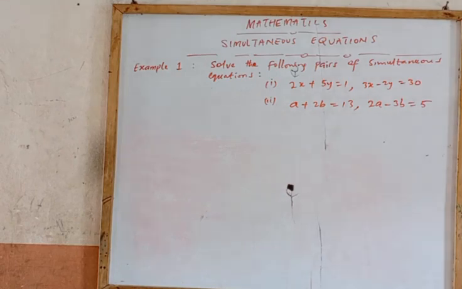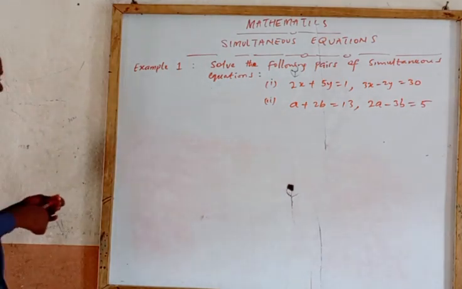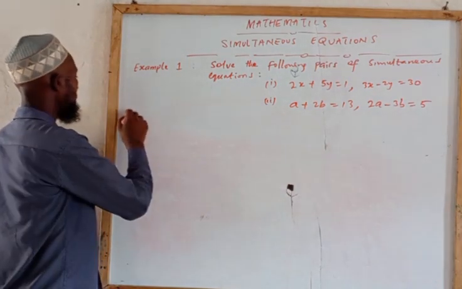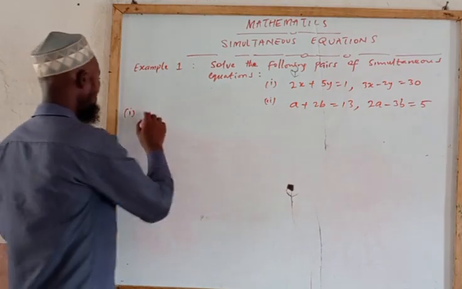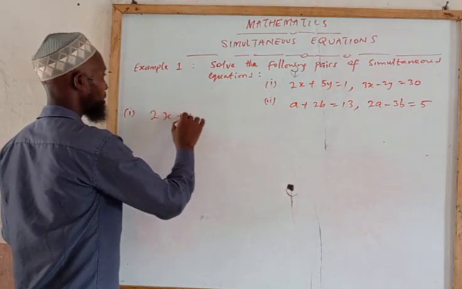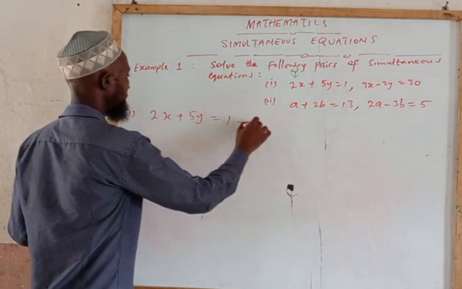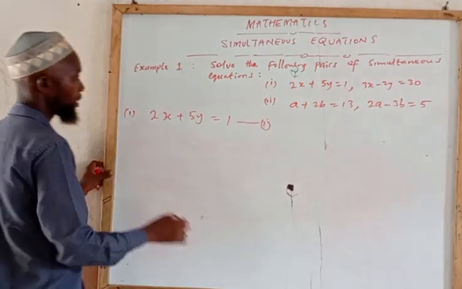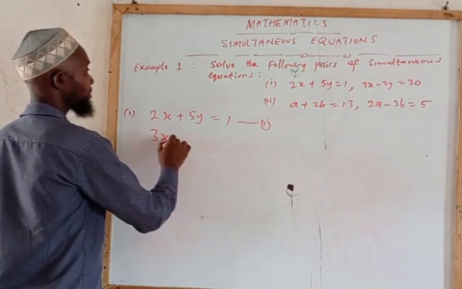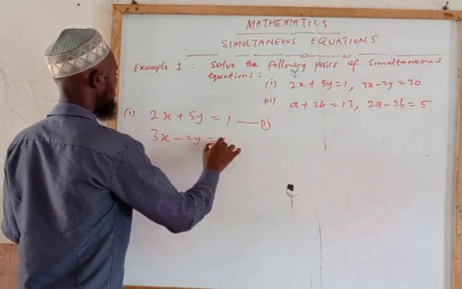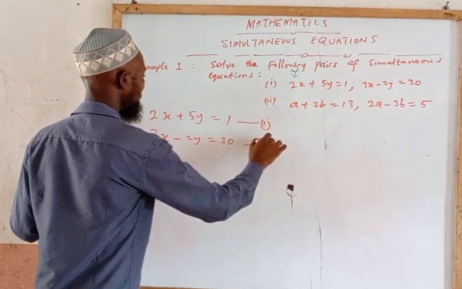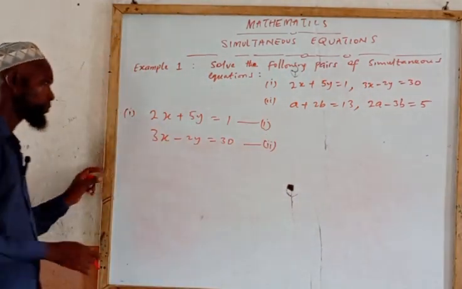Now let's solve these 2 equations and we'll call it a day. Now, number 1, I can write it as 2x plus 5y is equal to 1 and name it equation 1. 3x minus 2y is equal to 30 to be named equation 2.